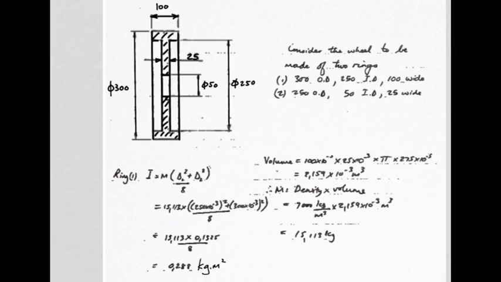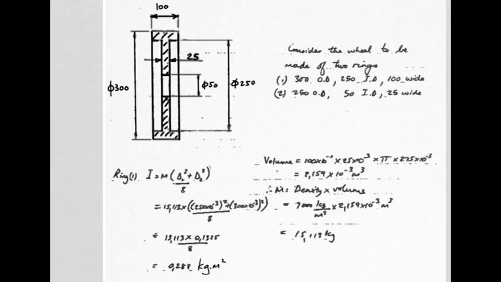Start by working out the volume of your first annular ring, and remember that volume is outside area times thickness, and then mass is density times that volume you just worked out. So it turns out that piece 1, which is defined here, which is this outer one, has a mass of 15 and a bit kilograms.